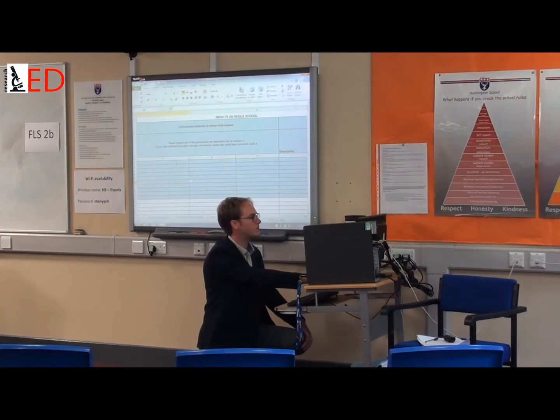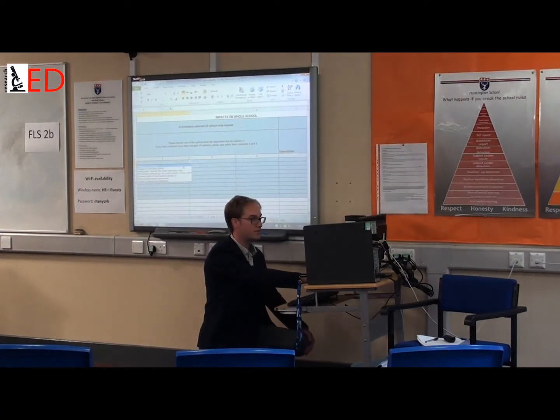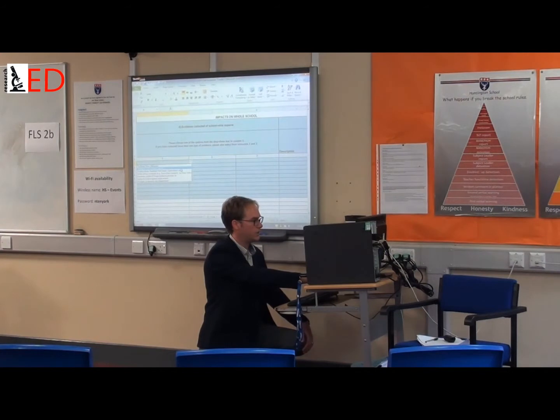So evidence collected on school-wide impact. Here again, we've got a few more options to draw on. We've suggested possible forms of evidence could include feedback from colleagues, changes to school plans, policies, grading and feedback from lesson observations, again other primary evidence, e.g. from action research, surveys, interview data, etc.